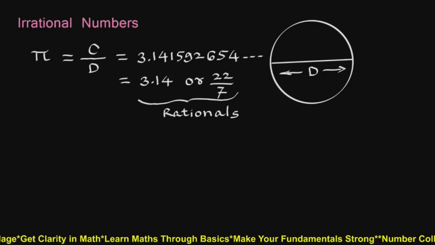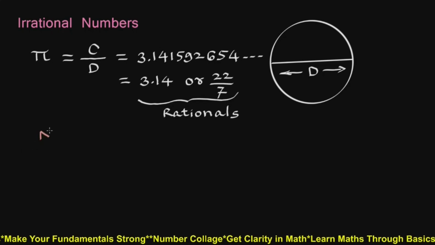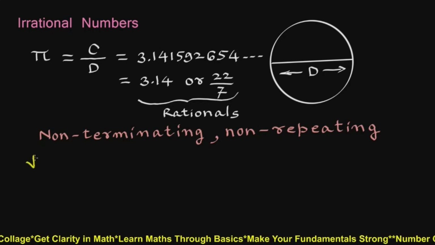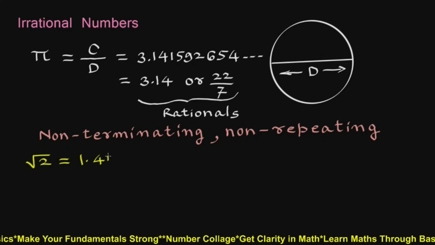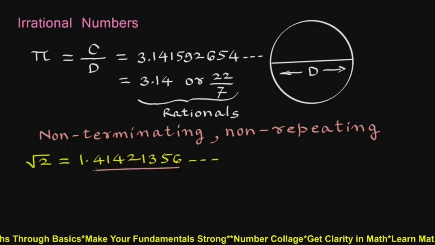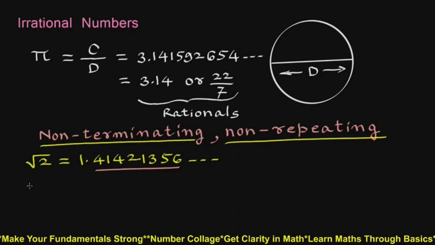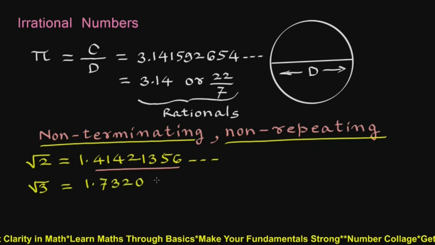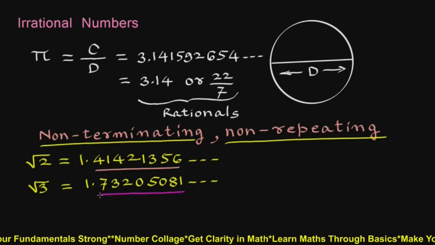Unlike rational numbers, decimal representations of irrational numbers are non-terminating and non-repeating. Decimal value of root 2 is irrational number 1.41421356 up to infinity, where this pattern is non-terminating and non-repeating type. Decimal value of root 3 is 1.73205081 up to infinity, again non-terminating, non-repeating type.